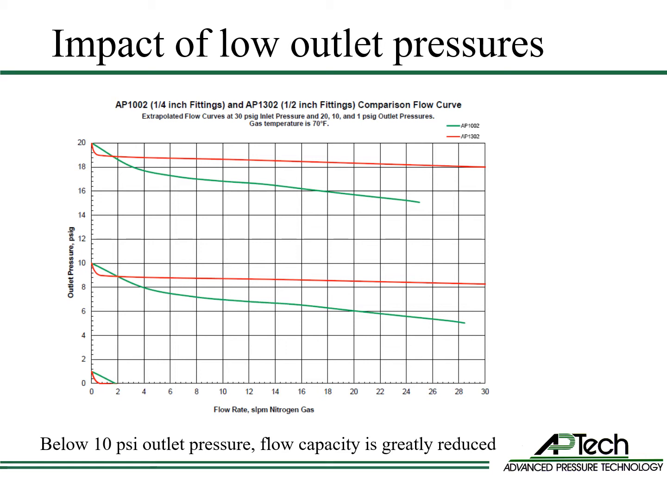The AP Tech 208 guide, our guide of recommended valves and regulators for specific specialty gases and flows, is available online at AP Tech's website. For distribution regulator applications downstream of the source regulator, the 208 guide recommendations are based on a 30 psi inlet pressure for gases and at least 10 psi outlet pressure. This is due to the large impact of low outlet pressure on flow capacity. Below 10 psi outlet pressure, flow capacity is greatly reduced.